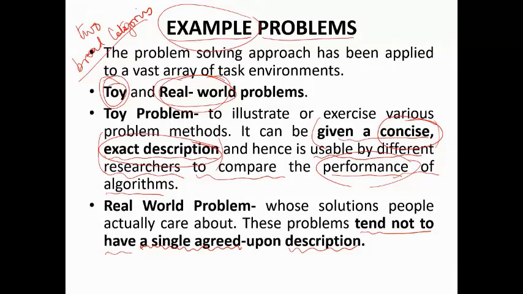The main idea is to find different solutions and then think about which one is the best one, the performance of algorithms altogether. And real world problems tend not to have single agreed solutions. We may have several real world solutions like the toy problem, but people cannot decide on one, they don't have a single agreed solution. This is the main thing.